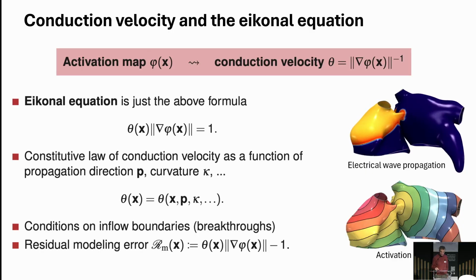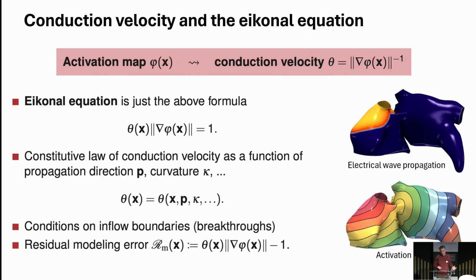Now, the formula is actually very simple. That's an example of a propagation of a wave. I don't know why it's clipped, but it should be. And you have the corresponding activation map. The activation map is just the arrival time. You have a wave passing, and then you measure the time at a given point.